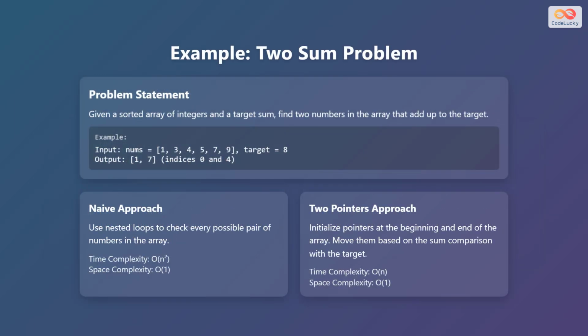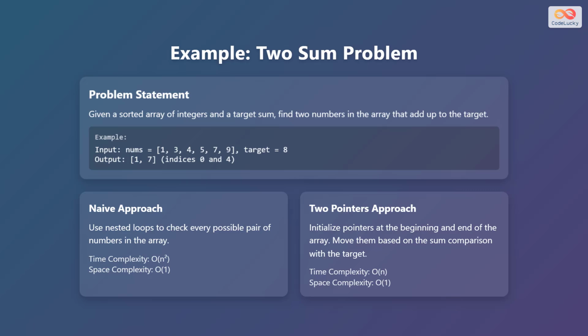Let's solidify our understanding with a classic example, the 2-sum problem. The problem statement is, given a sorted array of integers and a target sum, find two numbers in the array that add up to the target. For example, if our input array is 1, 3, 4, 5, 7, and 9, and our target sum is 8, the output should be the pair 1 and 7, which are located at indices 0 and 4, respectively.